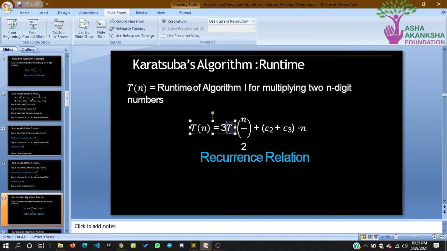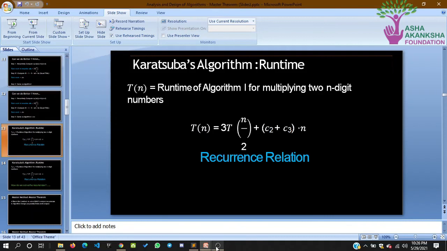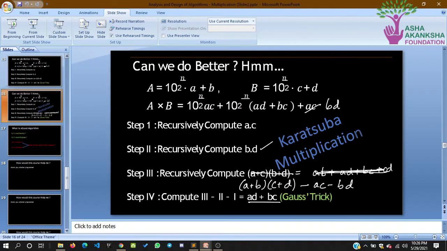We are considering the work done in the recursive calls. In this case, there is three times the work done, and in the first version there are four times the work done, and hence this version is better. So this is the final version of Karatsuba's multiplication.